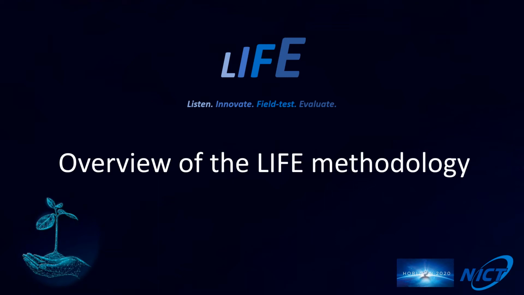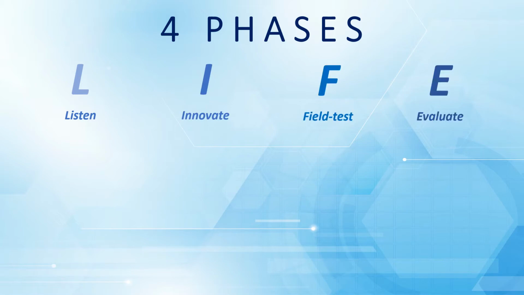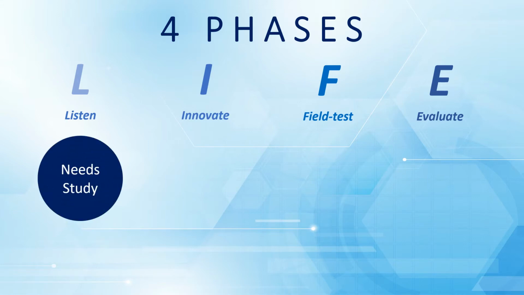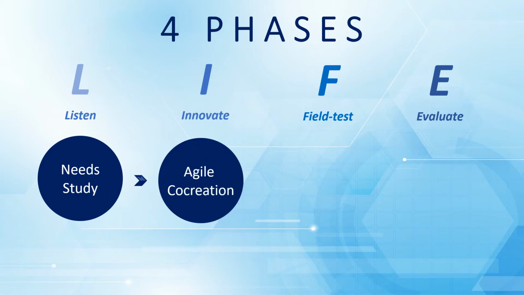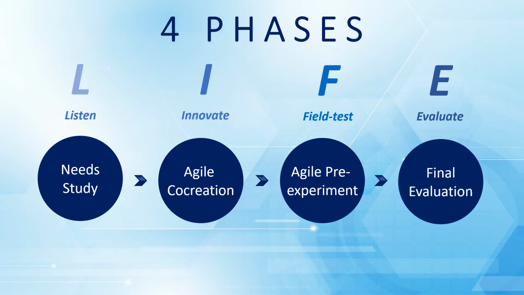In this video, I give an overview of the LIFE methodology. The LIFE methodology has 4 phases, just like the acronym: listen, innovate, field test, evaluate. Listen stands for performing a needs study. Innovation is done by agile co-creation. We field test through an agile pre-experiment and perform a final evaluation.